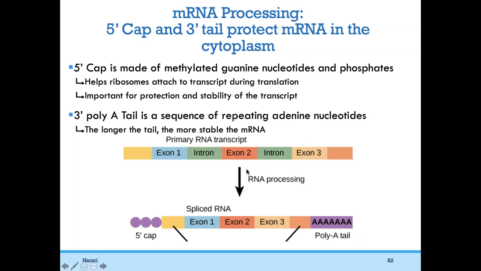So we started with the primary RNA transcript. RNA polymerase just gave us this, exons and introns. We then had those little SNRPs cut out the introns. We put on a 5' cap and a 3' poly A tail. This is now a processed RNA.